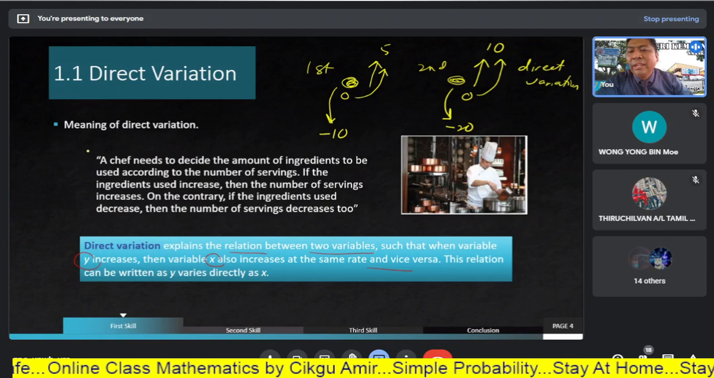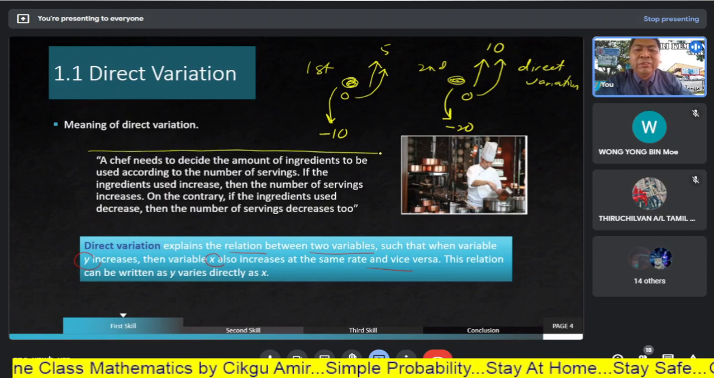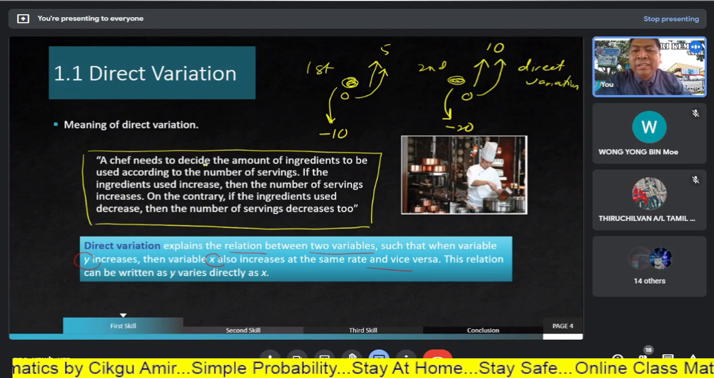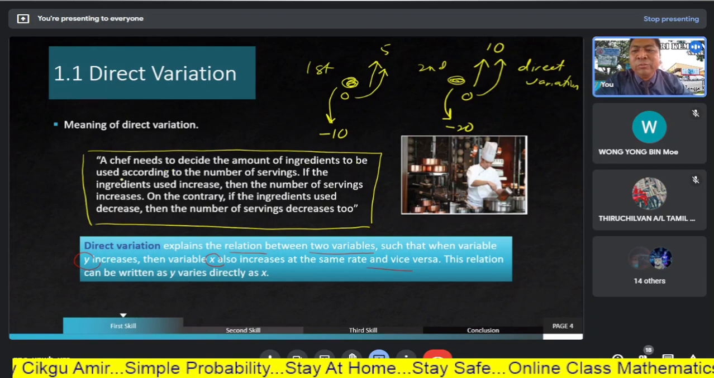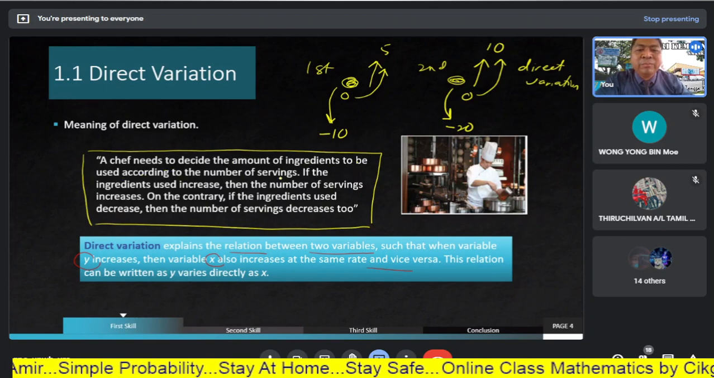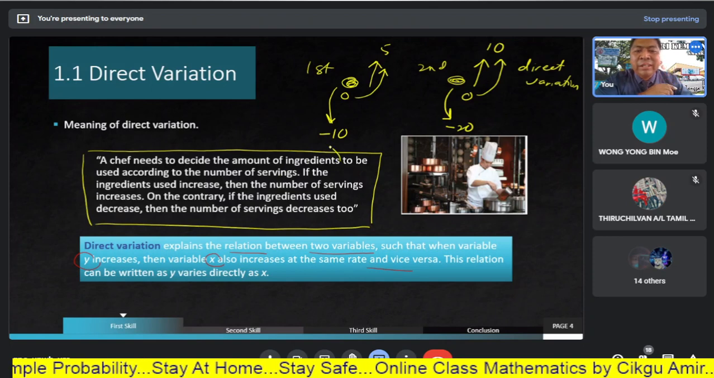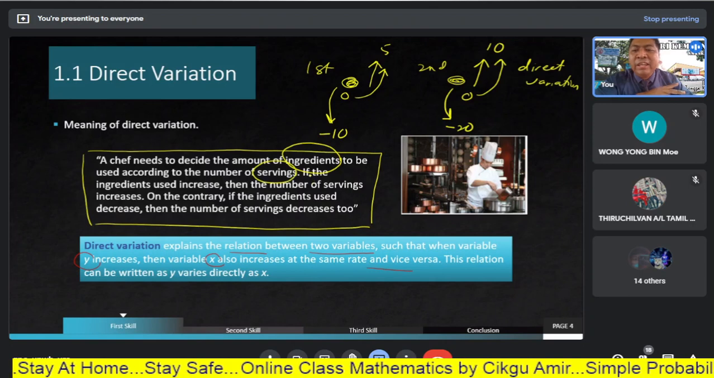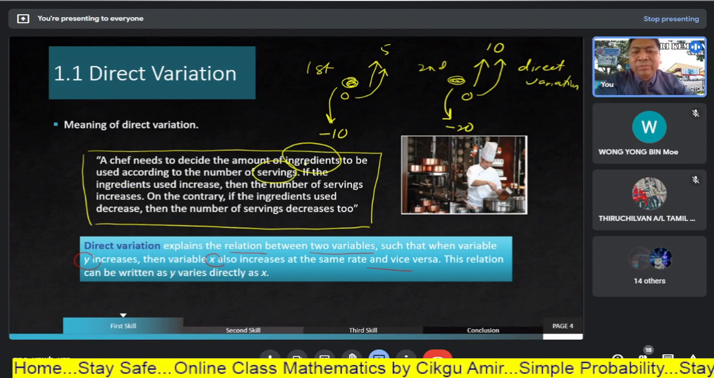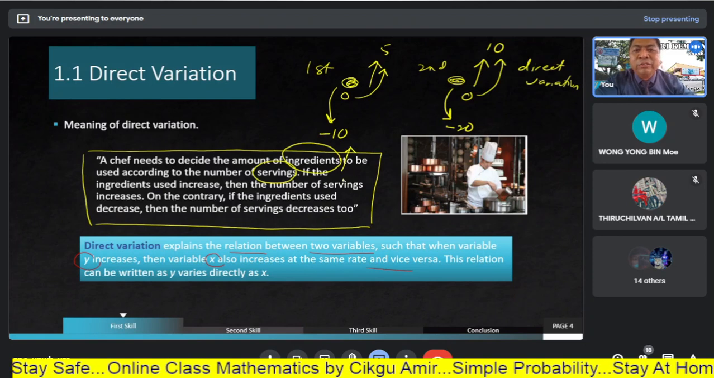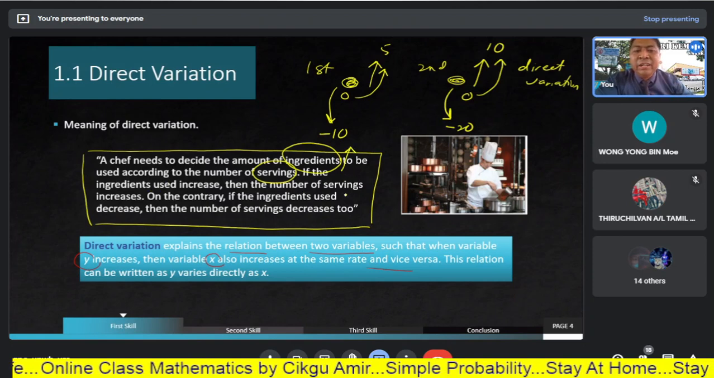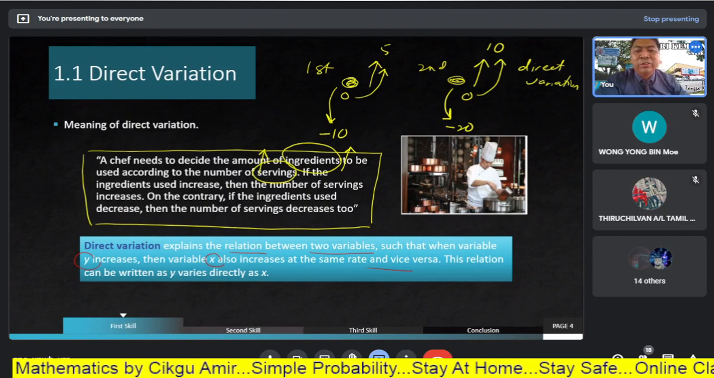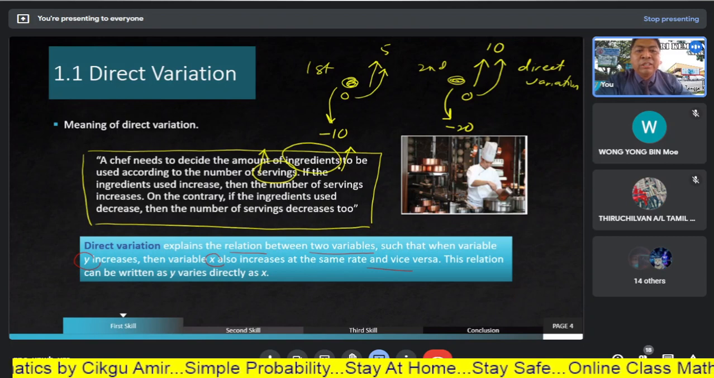This is a situation which relates to direct variation. A chef needs to decide the amount of ingredient to be used according to the number of servings. There are two variables here. The first one is ingredient, the second one is serving. If the volume of ingredient used increases, the number of servings also increases. This is direct variation.